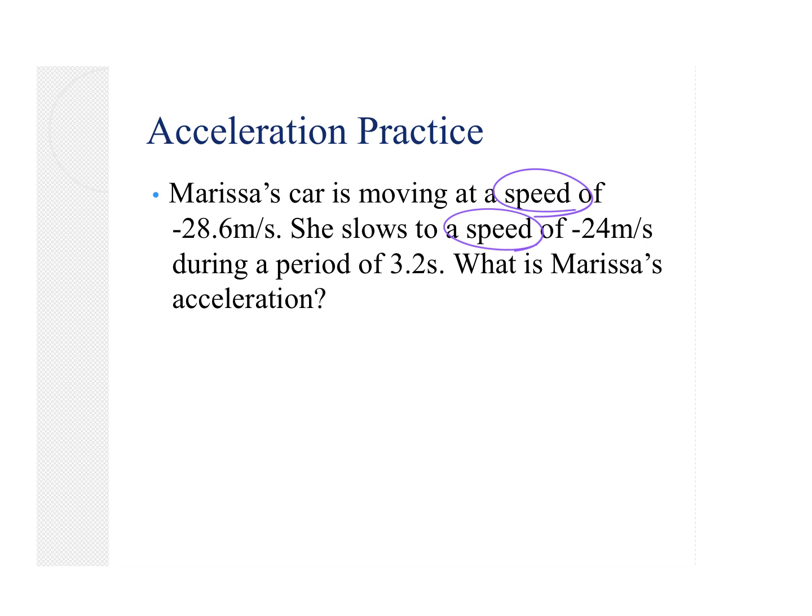Anyway, okay. It tells me I'm moving at negative 28.6, so that tells me Vi. My velocity final is negative 24, and my time is 3.2. Go ahead and plug that in and see what we get for our acceleration there.